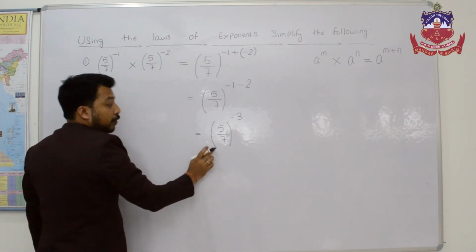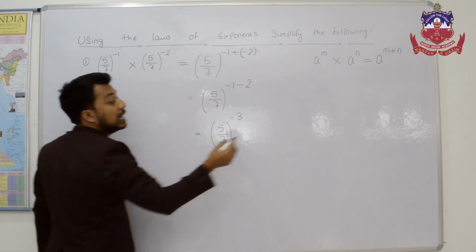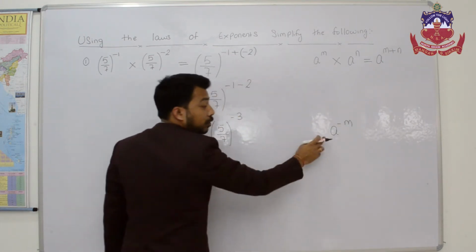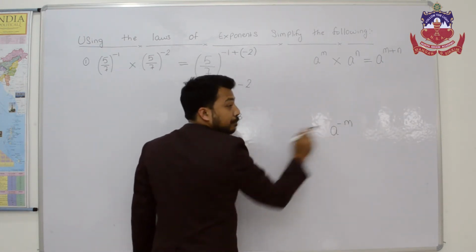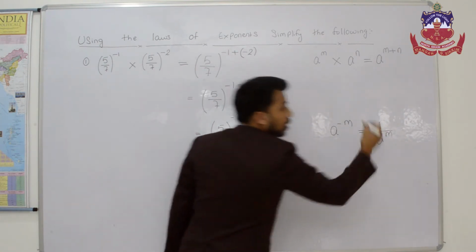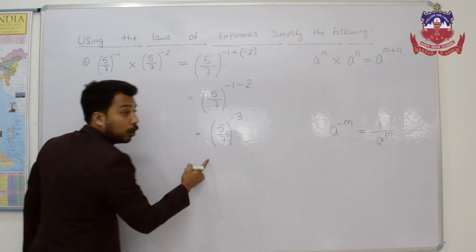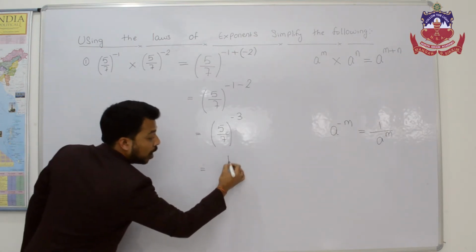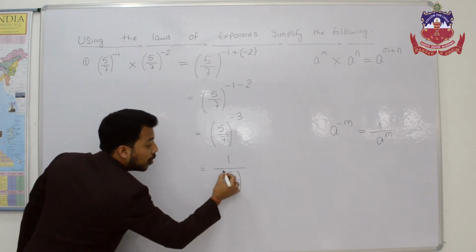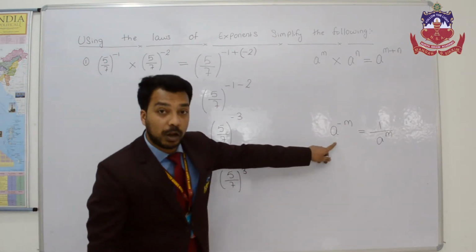Now after this, if you are thinking that this is the simplified form, still we can simplify this furthermore by using the law which is a to the power minus m. According to this, if a base has a negative power, you can solve this by the law which is 1 divided by a to the power n. So you are going to use this law out here. So it will give you 1 divided by (5 divided by 7) to the power 3. The minus is gone. It is changed into plus by using this law.